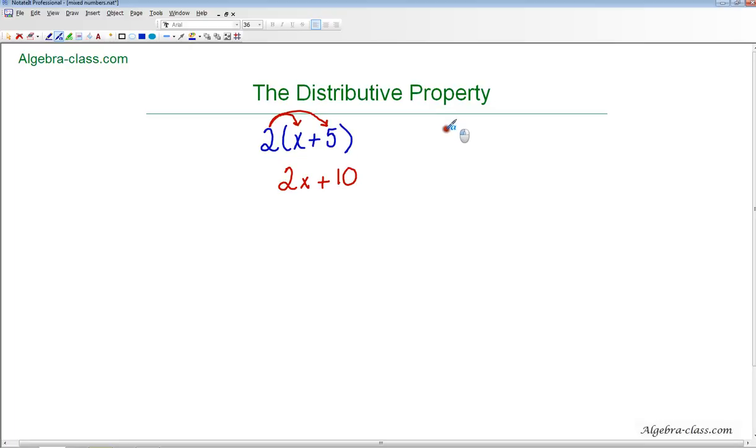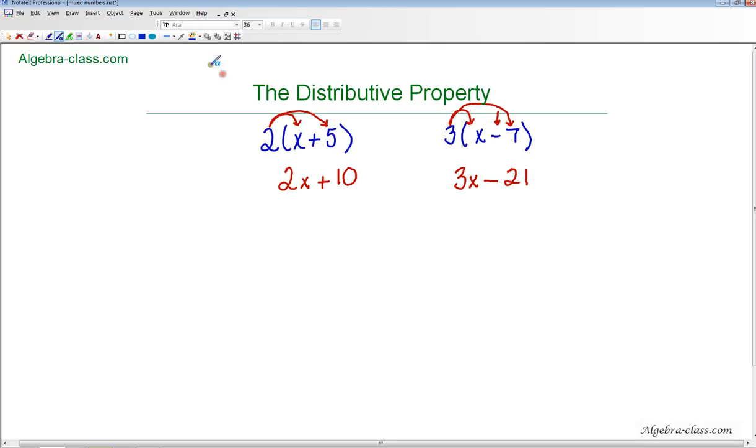And for this example, we're going to do 3 times the quantity x minus 7. Now, for this example, we're going to do the exact same thing. This time we need to distribute 3 throughout the parentheses. The only thing that's different here is that we have a minus sign instead of a plus sign. But the process remains the same. We're still going to multiply 3 times x, which is 3x. But this time I'm going to bring down the minus sign, and I'm going to multiply 3 times 7, which is 21. So the final answer is 3x minus 21.